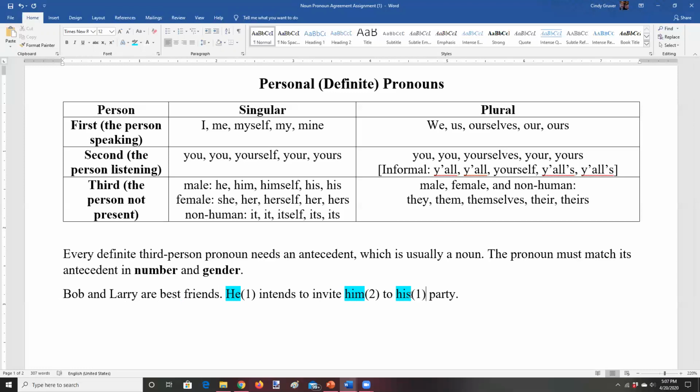Because, you know, you don't invite somebody to somebody else's party. You invite somebody to your own party. So this he and this his are probably the same person. And this him, by definition, has to be something different because you don't invite yourself to a party, right? But it's unclear right now whether this is Bob, and then, of course, Bob's, and this is Larry, or maybe it's the other way around. Maybe Larry is the one who has a birthday. So it's Larry, and then Bob, and then Larry's.